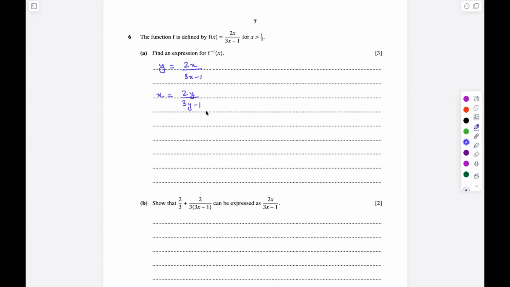3y minus 1. Now to make y the subject, we'll first cross multiply. So this will become 3xy minus x equals 2y. Bringing the y on the left hand side, this will become 3xy minus 2y equals x. Now taking y common, this will become y times 3x minus 2 equals x. So y will be equal to x upon 3x minus 2. So we can write the final answer as f inverse of x equals x upon 3x minus 2.